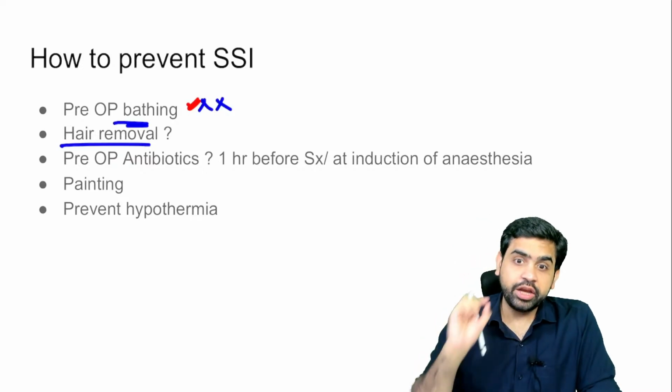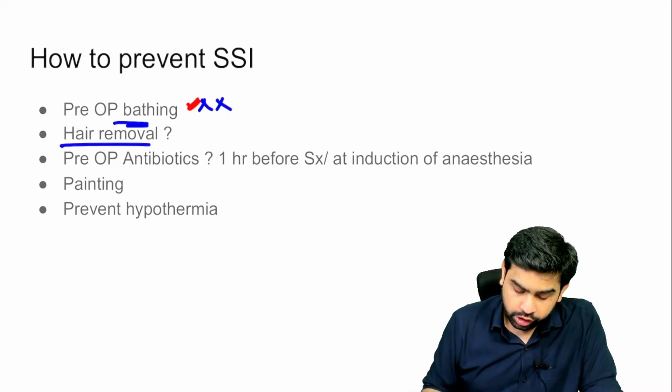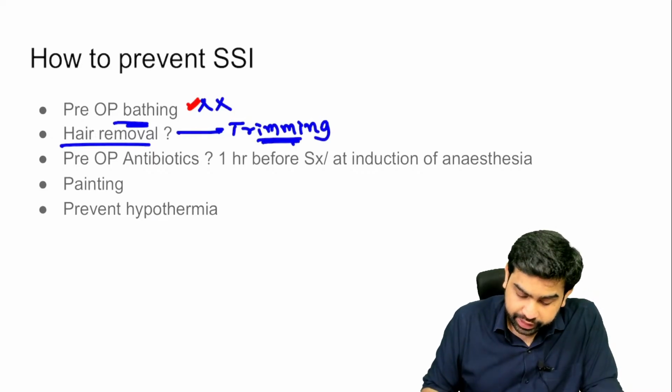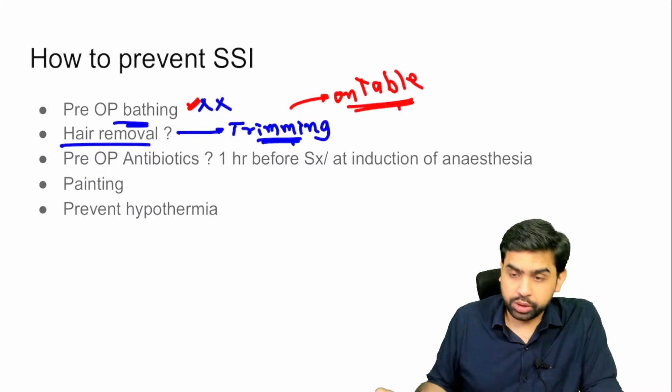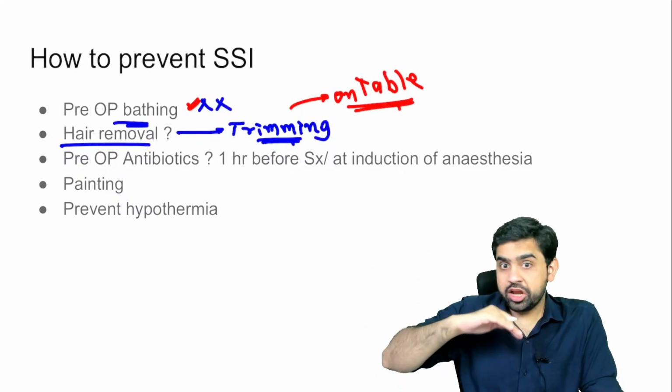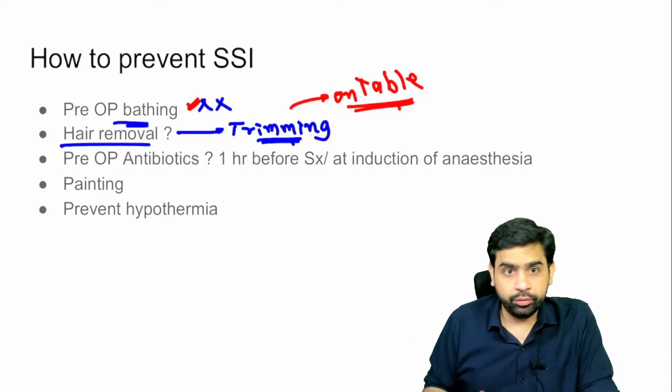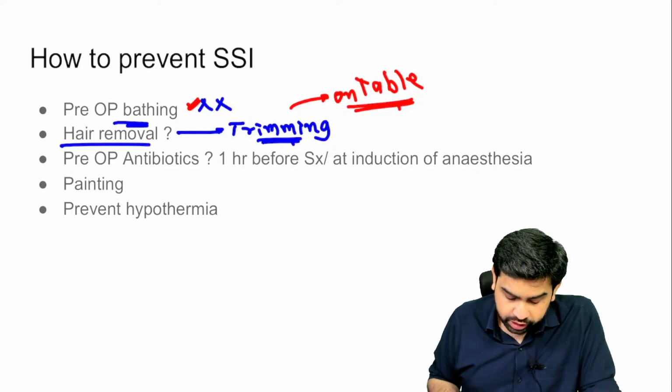So please understand, you never ever shave that particular part. What you basically do is trimming. And where do you want to do this trimming? On table. Okay, so on table trimming is something which is important. It is not one day prior, and it is not shaving. It is on table trimming, clipping. That's what clipping is. Okay, then a very important thing is a pre-op antibiotic.